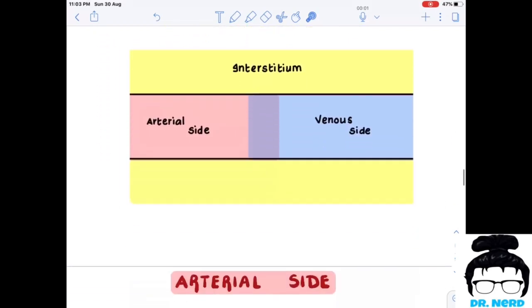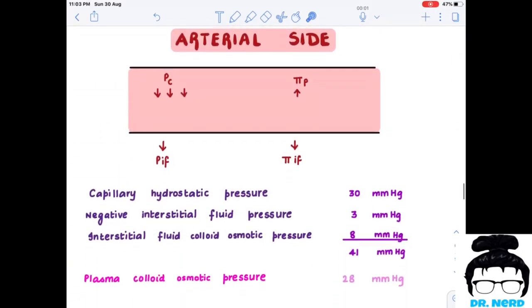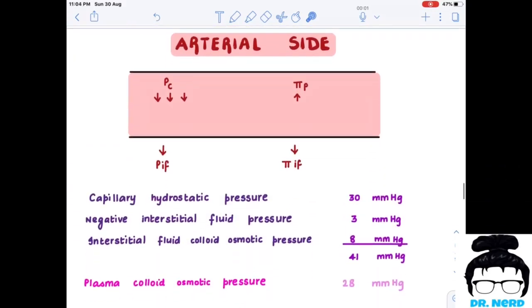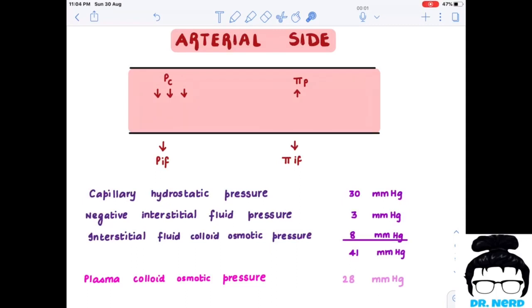Moving on. Now we are going to talk about the arterial side and the venous side of the capillary. Also remember, the arterial side and the venous side of the capillary will not have the same pressures. The reason being that on the arterial side of the capillary, the blood pressure is high and the fluid moves with high velocity, whereas on the venous side of the capillary, the blood flows under low pressure. So on the arterial side, the value for capillary hydrostatic pressure will be high. Why? Because the movement of fluid is high as well as the blood pressure.